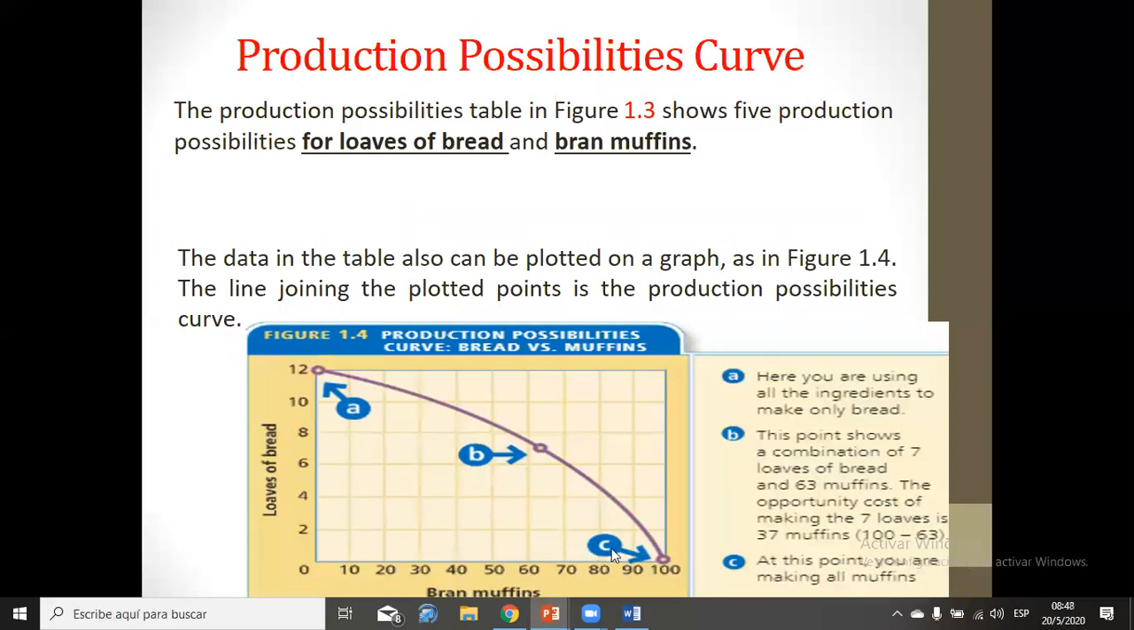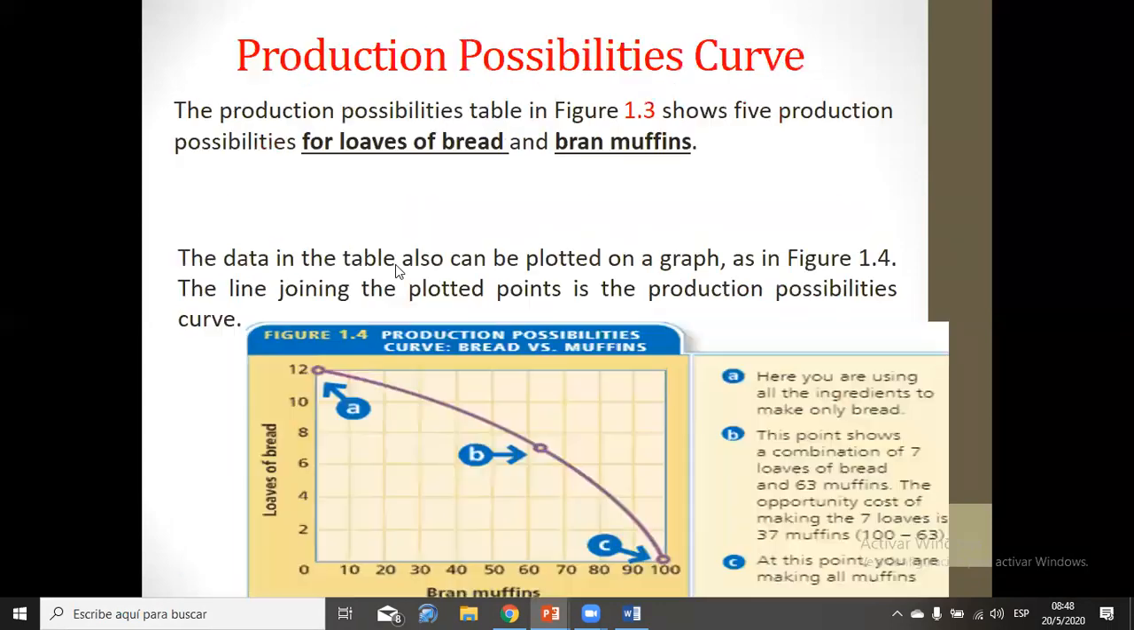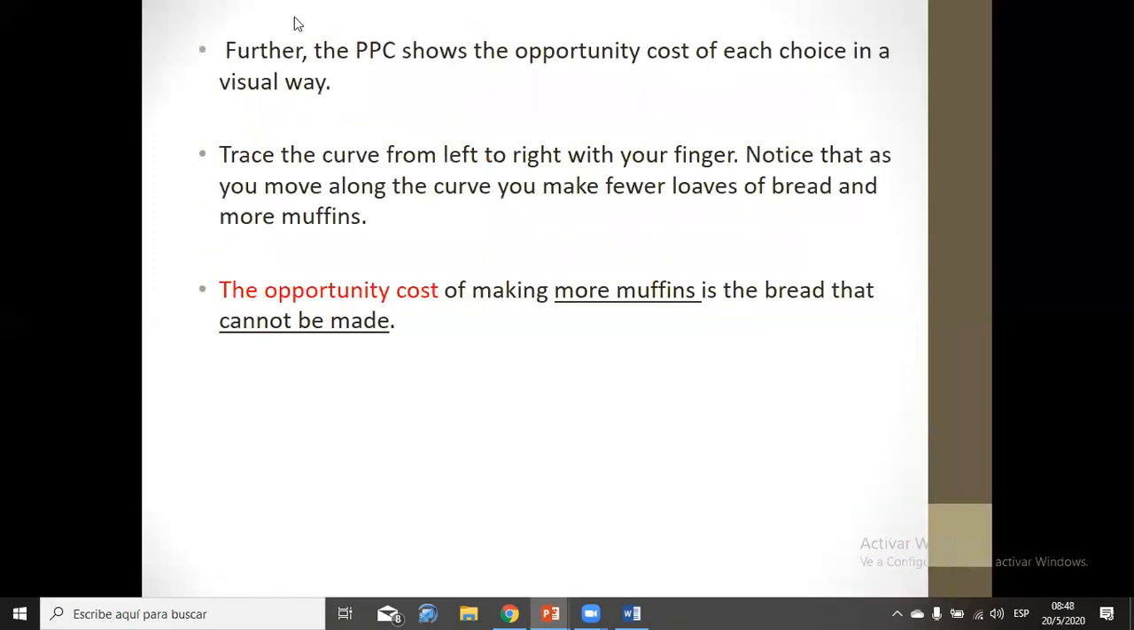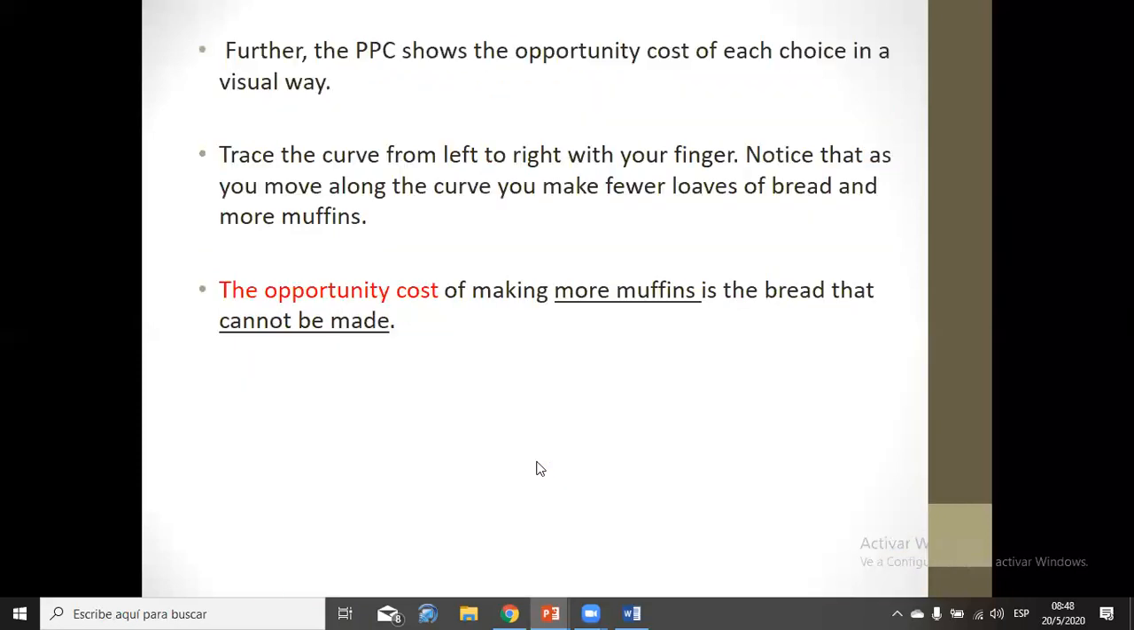At this point, letter C, this one, you are making all muffins and 0 loaves of bread. And it's the same as here, this one, 0 and 100. You are using all the resources that you have available, okay? Very easy. Now, further, the PPC shows the opportunity cost of each choice in a visual way. This is a visual way to show you the limits or the possible production of loaves of bread and muffins.